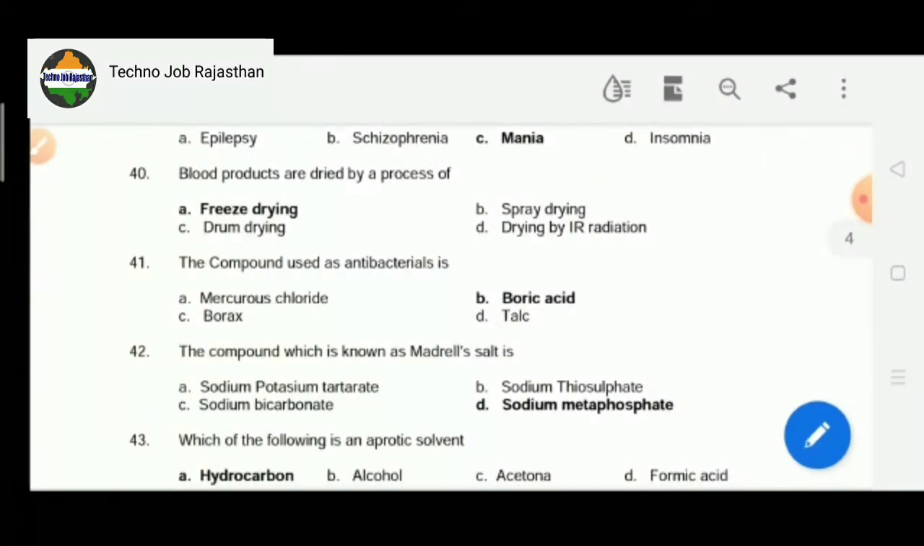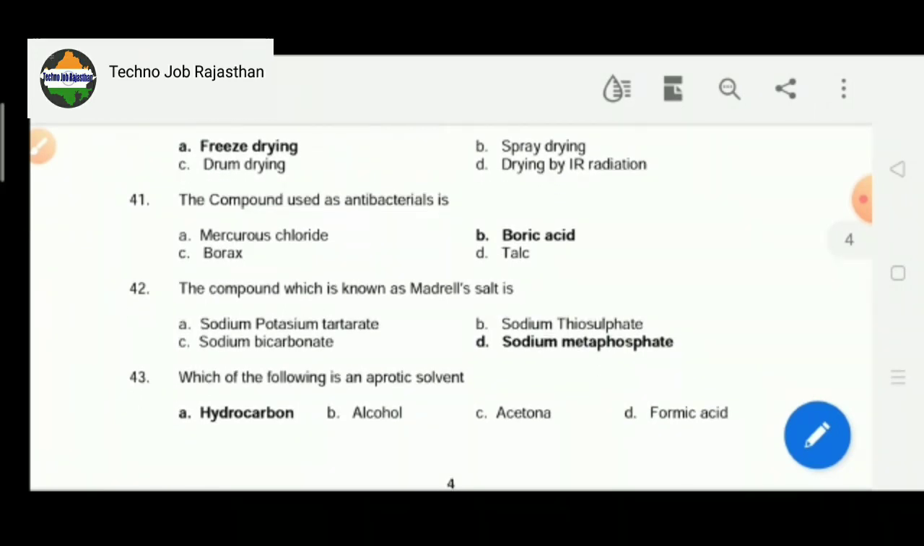Question number 41: the compound used as antibacterial is option A mercurous chloride, option B boric acid, option C borax, option D talc. So the correct answer is option B, that is boric acid. Question 42: the compound which is known as mineral salt is option A sodium potassium tartrate, option B sodium thiosulfate, option C sodium bicarbonate, option D sodium metaphosphate. So the correct answer is option D, that is sodium metaphosphate.